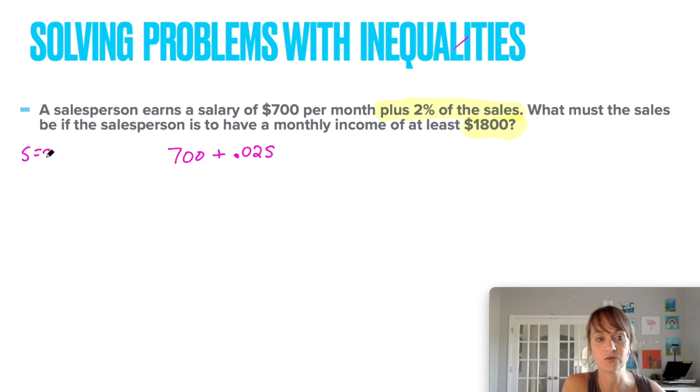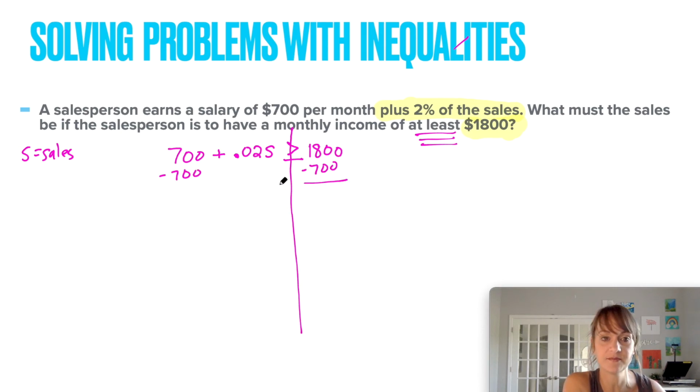I'm going to let S represent sales. And they want to know when he can have at least $1,800 per month, which means he can have greater than, but he has to have at least $1,800 a month. So that is why you would use the greater than or equal to inequality. So I'm going to draw a line and solve. First we're going to subtract 700 on both sides. I will get 0.02S is greater than or equal to $1,100. Now I'm going to divide both sides by 0.02.